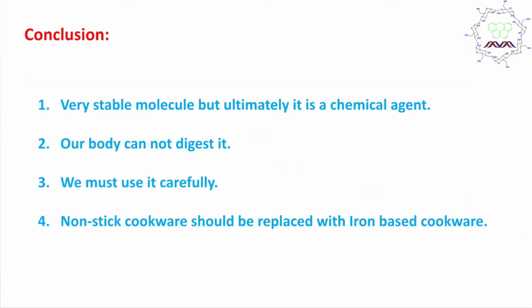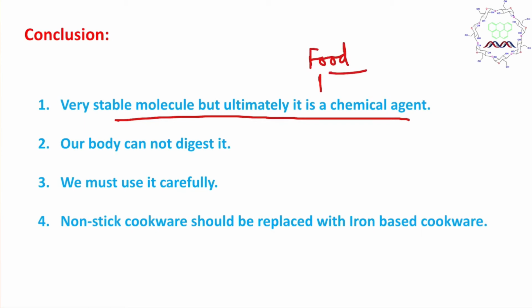We have understood the chemical properties. Now, in conclusion, it's a very stable molecule, but ultimately it's a chemical reagent. So it is better to avoid it for food preparation, because chemicals are not good for health and our body can't digest it, because the C-F bond is very stable. First of all, enzymes can't degrade it. Second, our biological processes don't involve such compounds widely. So our body doesn't know them.